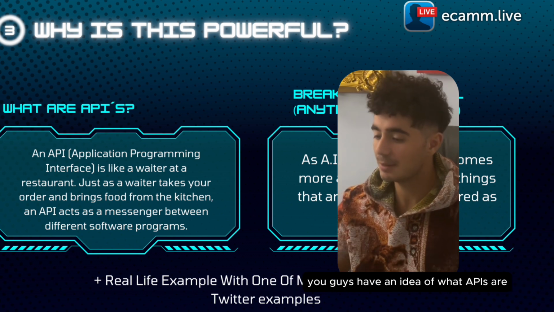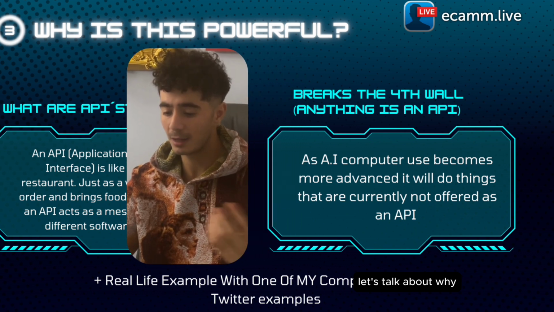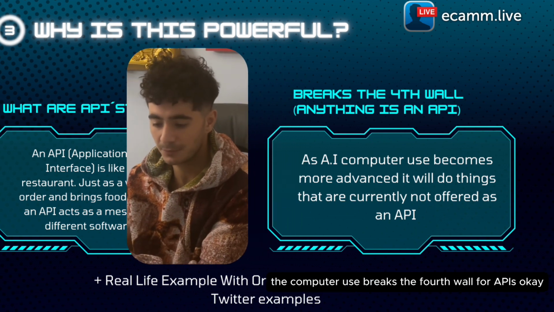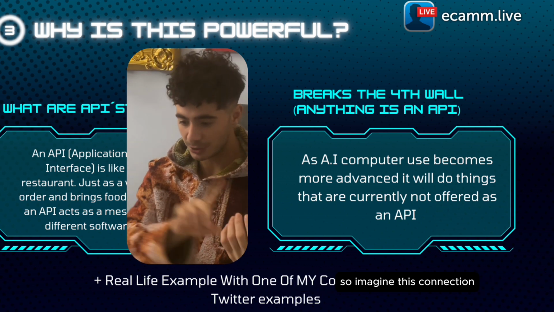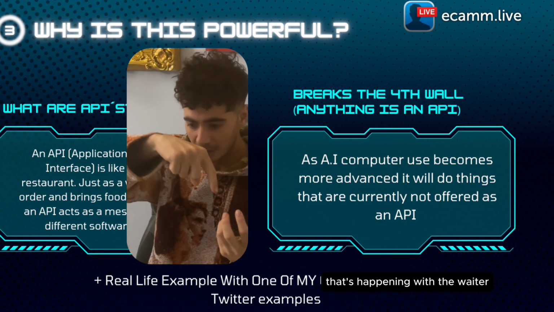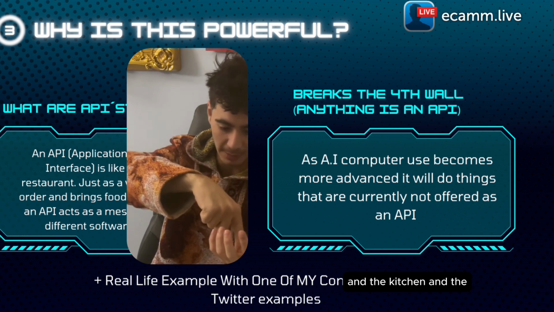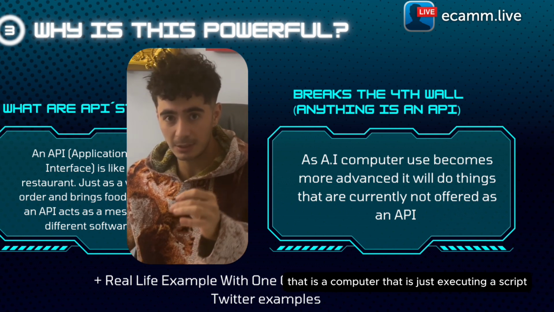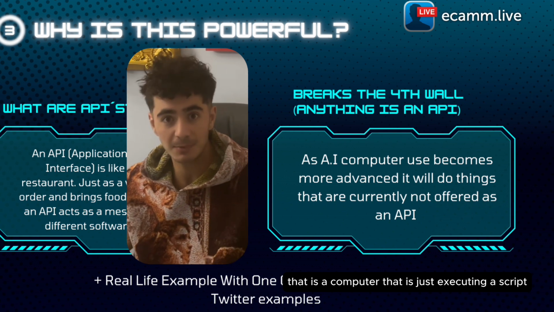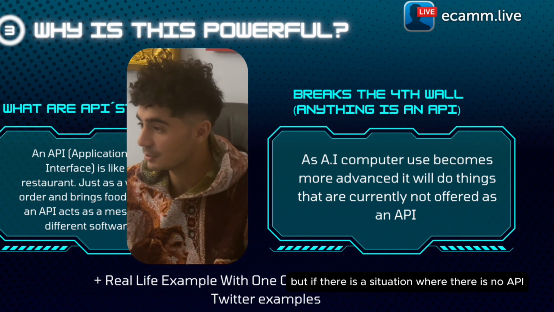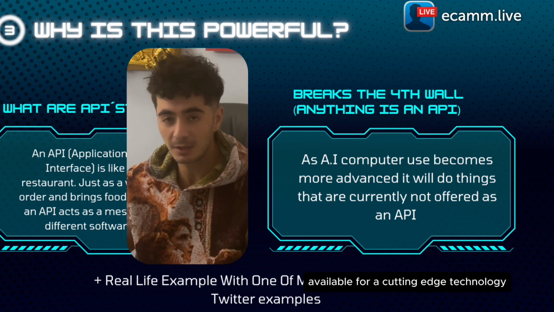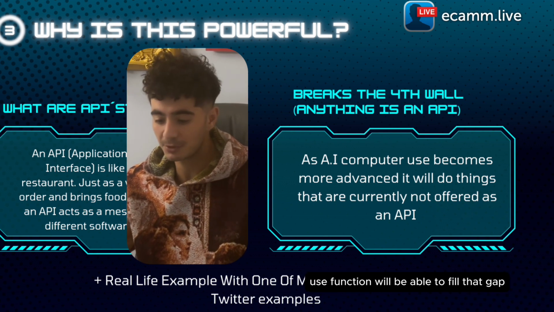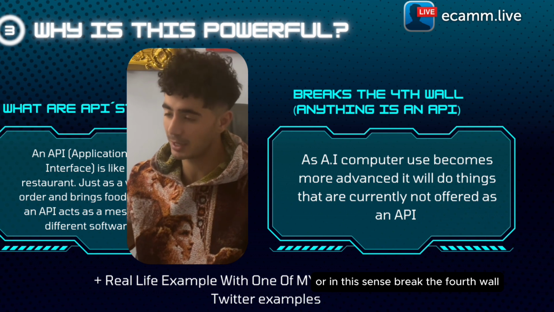Now that you guys have an idea of what APIs are, let's talk about why computer use breaks the fourth wall for APIs, okay? So imagine this connection that's happening with the waiter and the kitchen and the customer, right? That is a computer that is just executing a script, right? But if there is a situation where there is no API available for a cutting edge technology, this computer use function will be able to fill that gap, or in this sense, break the fourth wall.